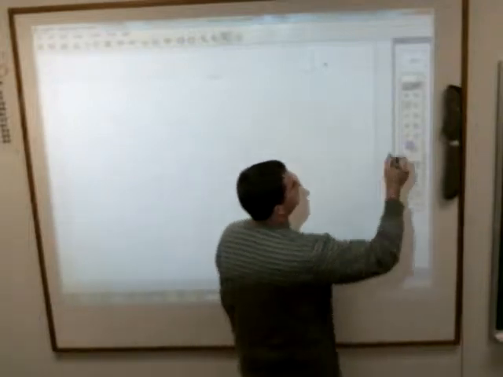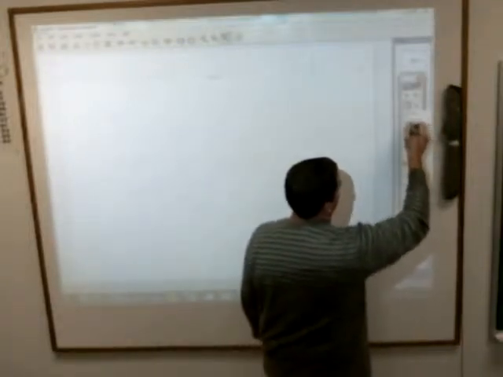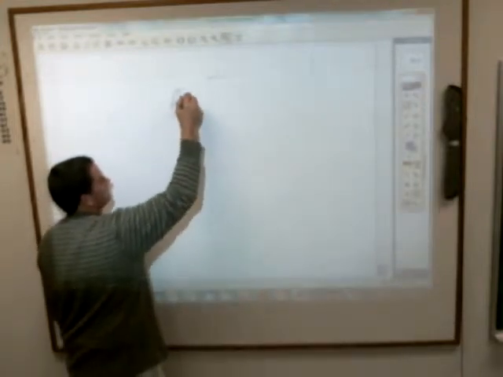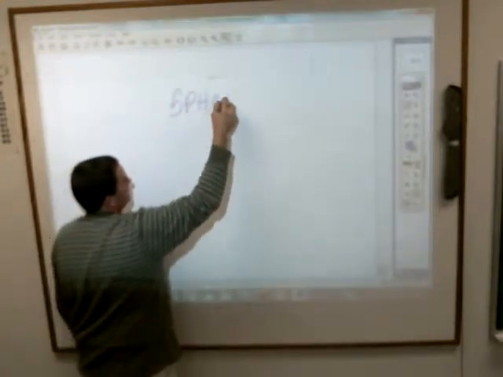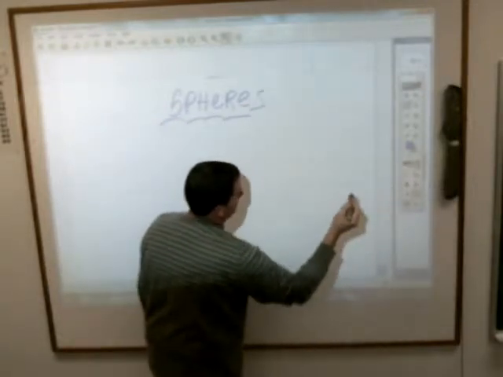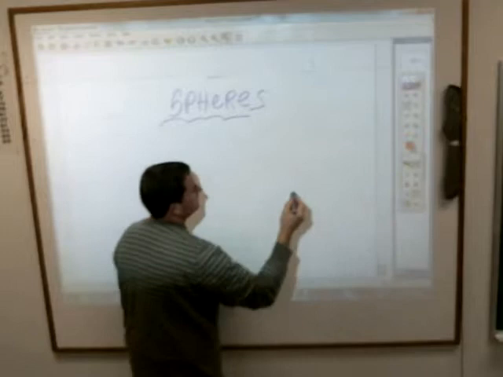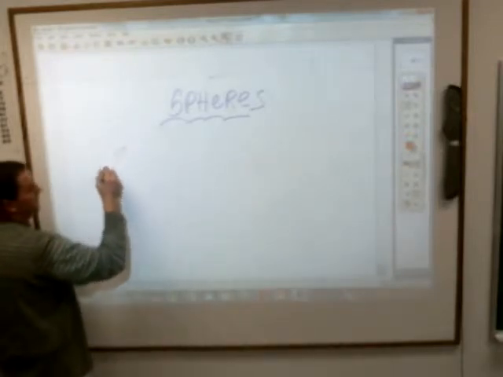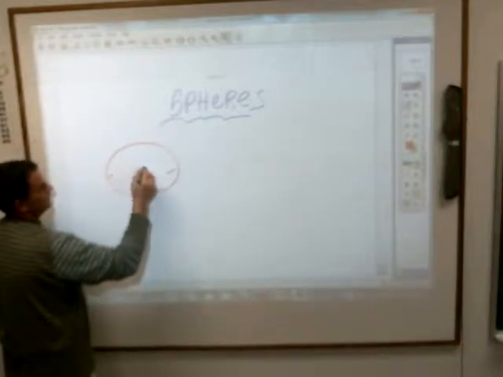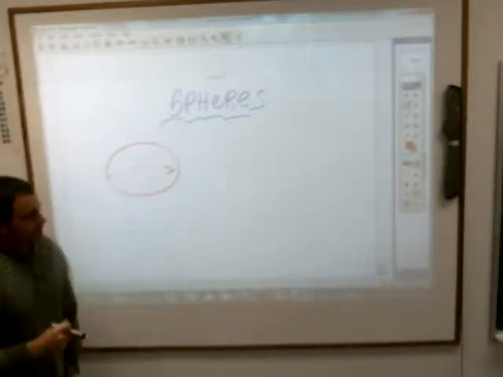You are all relatively intelligent people. Spheres to you. Drawing the sphere, just please write down these formulas. Here's my sphere, a little dash line here. The volume of a sphere.